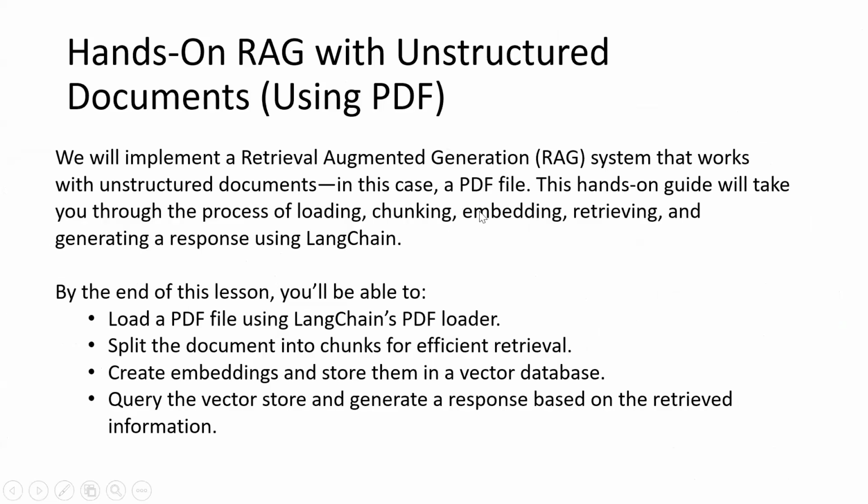And now we will do some hands-on. We will implement a RAG system that works on unstructured data. As we studied, we will take a PDF as the input file, and we will implement this with LangChain. We will load the PDF using LangChain's PDF loader, split the document into chunks for efficient retrieval, create embeddings and store them in the vector database, and then query the vector database to generate a response. Okay, so let me share my screen.